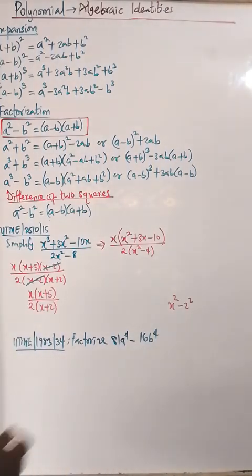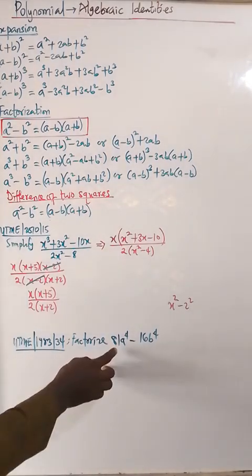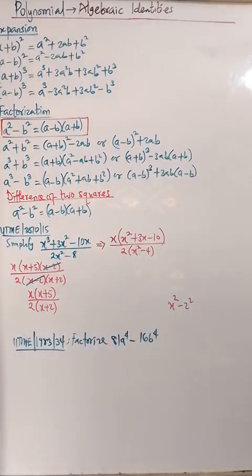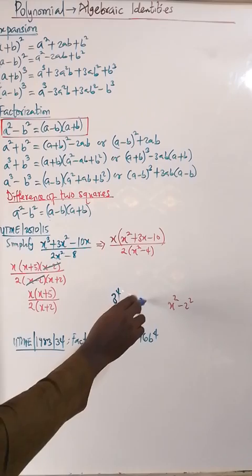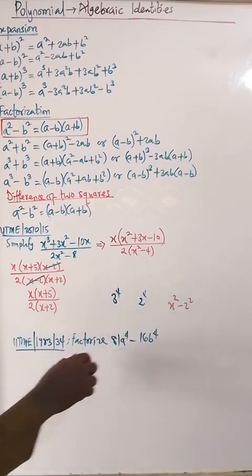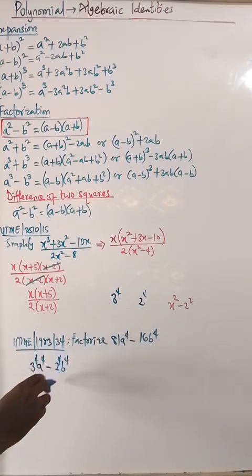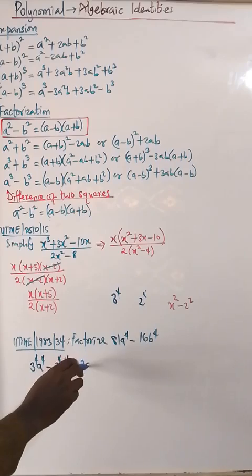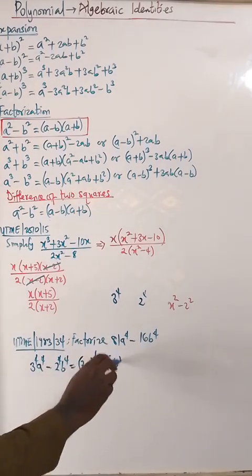For this, factorize 81a raised to power 4 minus 16b raised to power 4. So first, express 81 as power 4, and that's obviously 3, because if we raise 3 to power 4, it is 81. And when we raise 2 to power 4, it becomes 16. So this 81 can be written as 3 raised to power 4. We have a to the power of 4 minus 2 to the power of 4, b to the power of 4. So this becomes 3a to the power of 4 minus 2b to the power of 4.